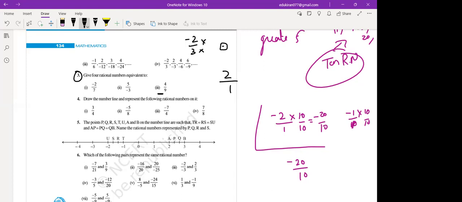The third one, yes. So you have to find 4. Every time you will take different numbers. Or what you can do, whenever they ask you to find the equivalent, you can do it the other way as well. Clear?